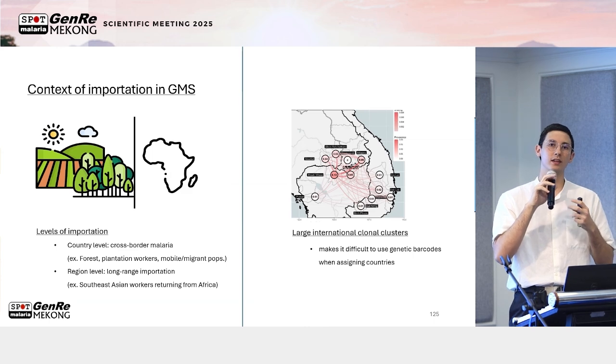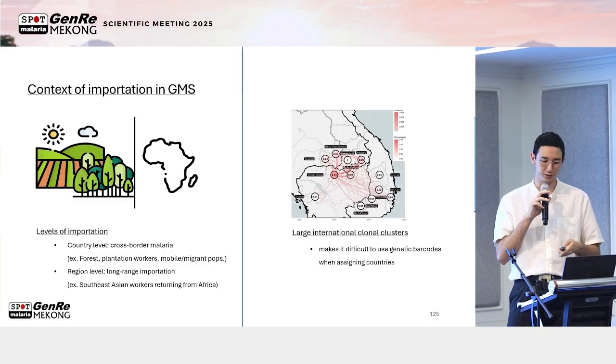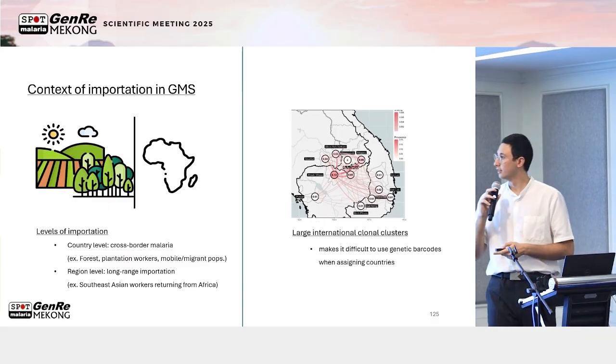And at the other level of importation, we have longer ranged importation. So, for example, people traveling between Southeast Asia and Africa.